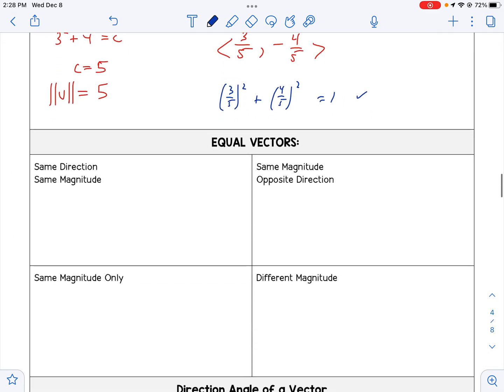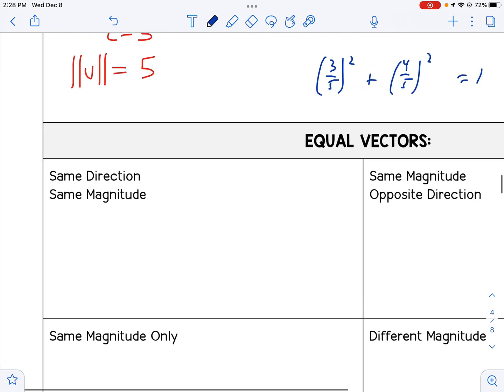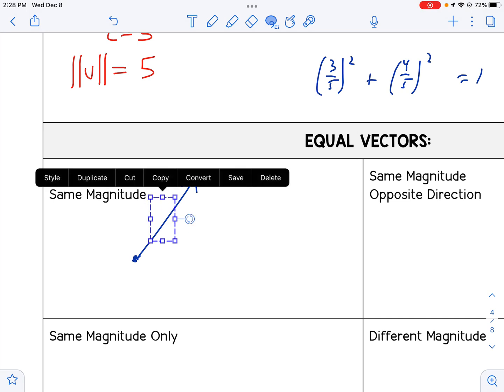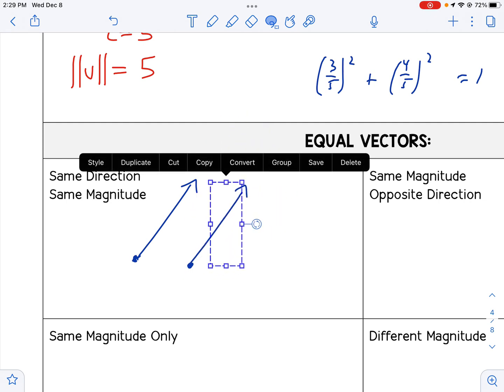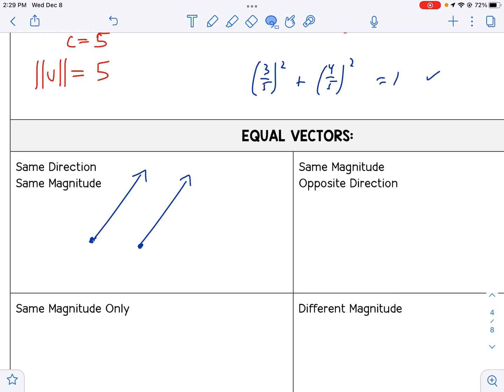Equal vectors. Let's talk about what equal vectors means. Same direction and same magnitude. So 2 vectors that have the same direction. I'll make that easy. There you go. So they have the same direction and the same magnitude. And it really wouldn't matter where I translate this second one to. I can move it anywhere, here, here, here, here. As long as it's the same magnitude, same direction, they are equal vectors.